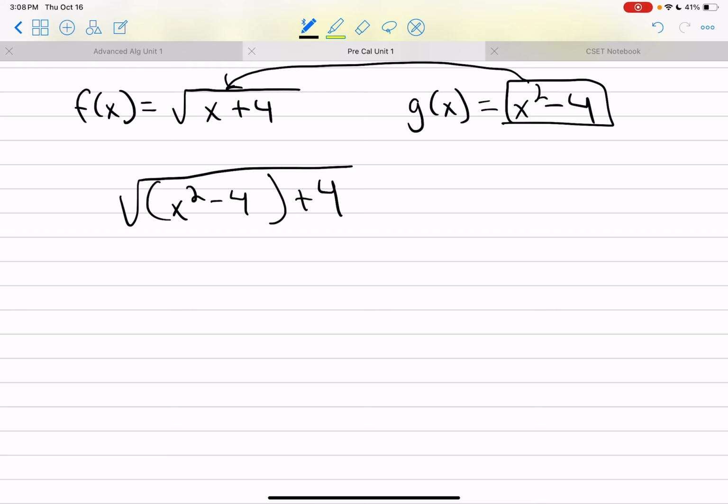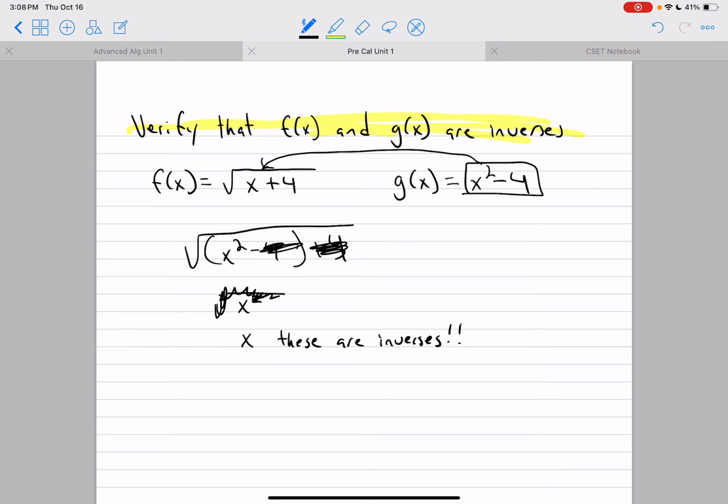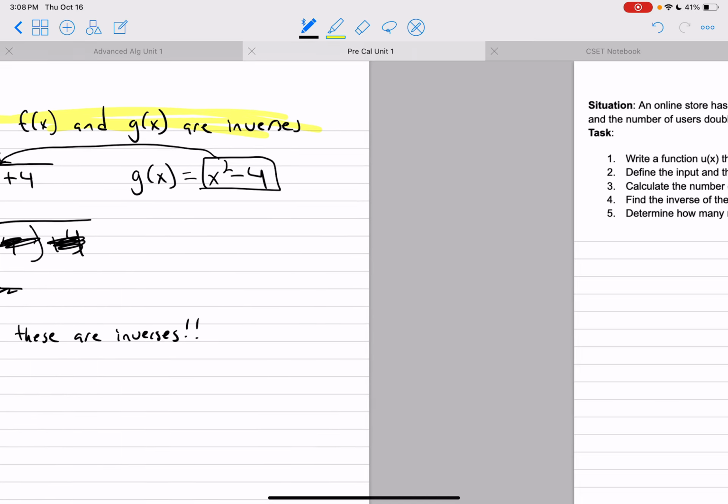First thing that would cancel is this parentheses in here doesn't really do anything. So I have a -4 and a +4 that canceled. So I'm going to end up with the square root of x squared. And then I see that the square root and the squared cancel each other out. So I'm left with x. So these are inverses. All right. Easy peasy pumpkin squeezy.